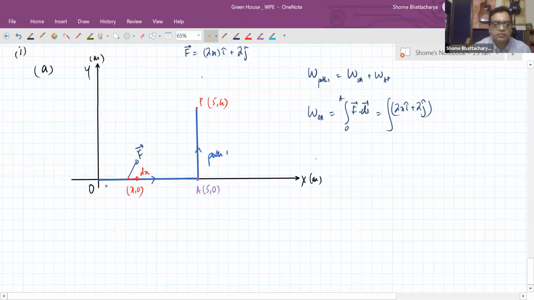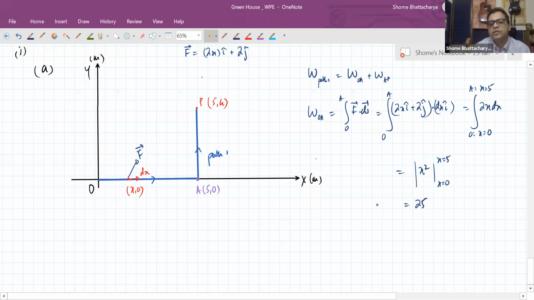ds. Now while going from O to A, the ds is only one component. It is dx i cap. So the dot product is with dx i cap going from the point O to the point A. Further, when you take this dot product, it will just become 2x dx. At the point O, the value of x is 0. At the point A, the value of x is 5. The integration of 2x is x square, so x square going from x equal to 0 to x equal to 5. So that is 25. This is the work done from O to A.